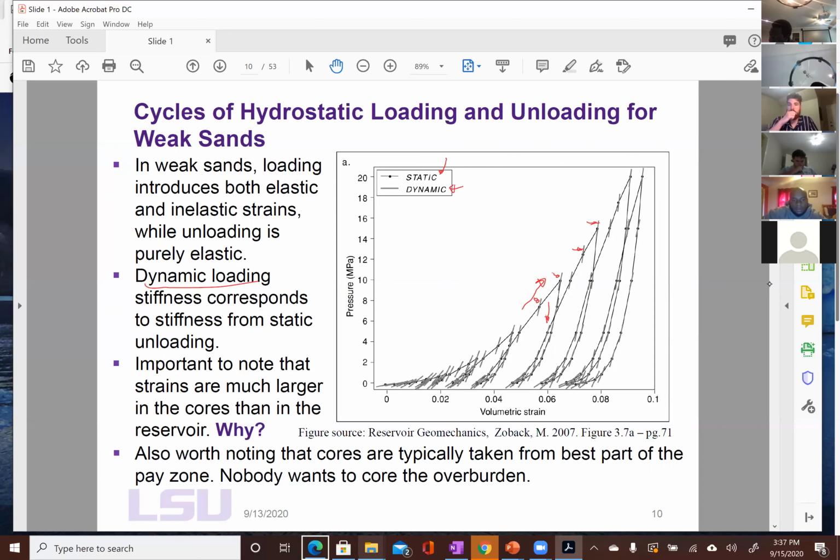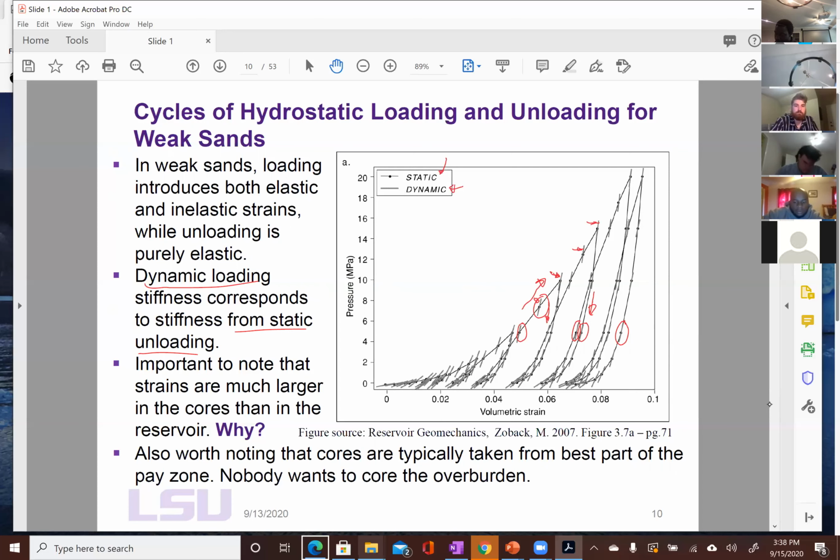And when does the slope of the gray equal the slope of the static? Is it when you're loading or when you're unloading? You can see these slopes are different, right? That's why they cross. If the slopes are the same, they never cross. They are parallel, something like this. See, it's close enough to the unloading curve. So dynamic loading stiffness corresponds to stiffness from static loading, and that's what you see here.